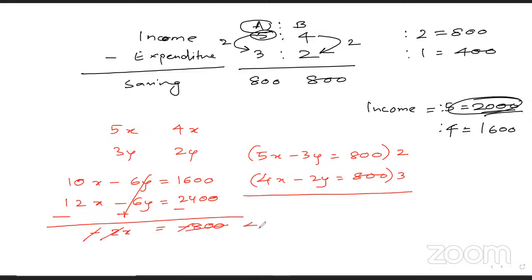X is equal to how much? 400. So what is our income here? Income of A is 5x, isn't it? This one. So 5x will be how much? 2000. You can do this also, but this is one of the most shortcut ways which I taught you. Is it clear? Go ahead with the next question.